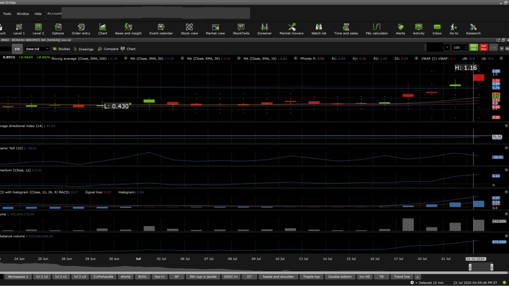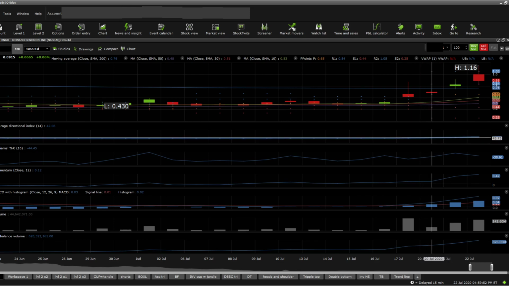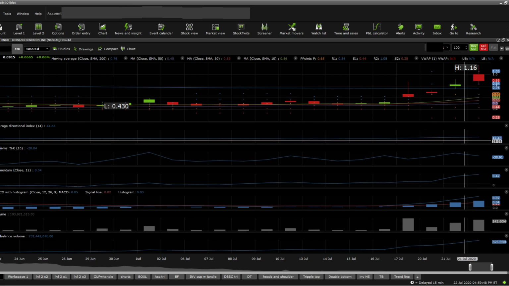Average directional index is at 47.43. Now the danger warning sign is at 50. So what we're looking at here perhaps is one more day before it could dip, based on the average directional index, because we're seeing an increase of 2 to 3 a day, and you're sitting at around 47.43.